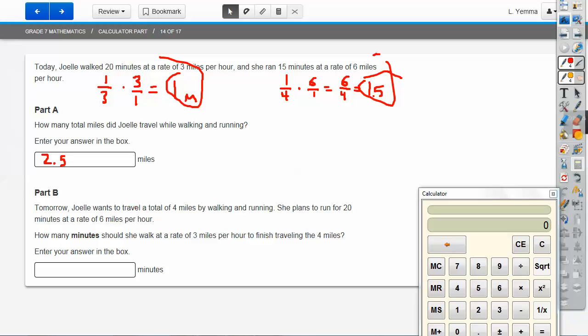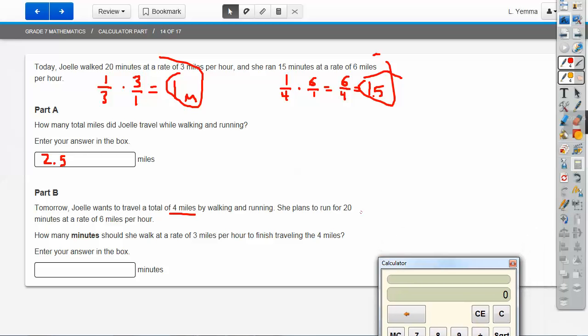Now, Joelle wants to travel a total of 4 miles, a noble goal, by walking and running. She runs 20 minutes, and again that's 1/3 of an hour, at 6 miles per hour. And so that gets her 2 miles. That means she needs to go 2 miles.